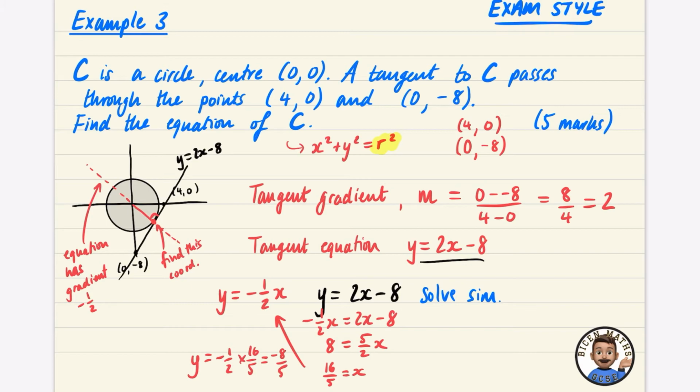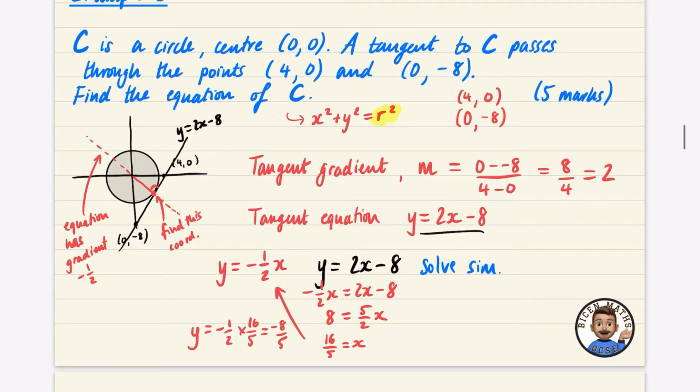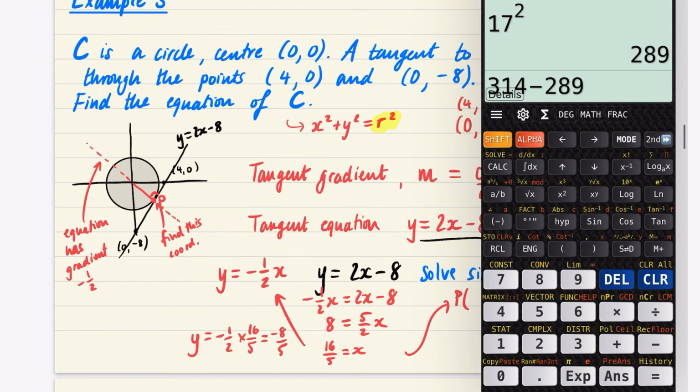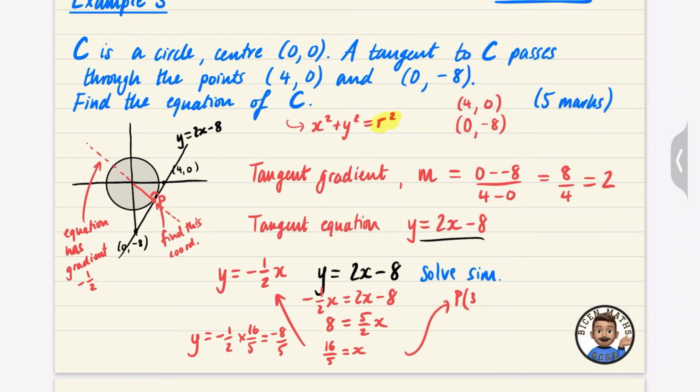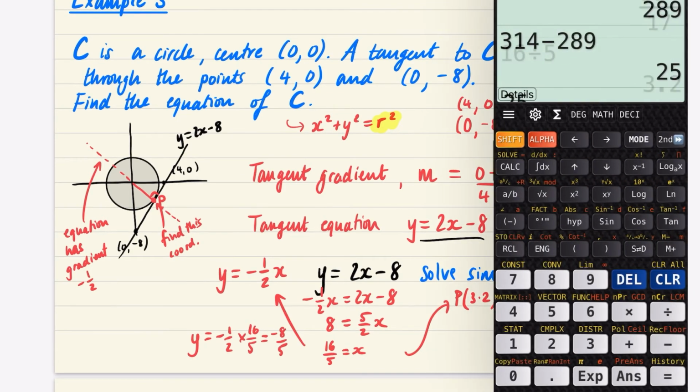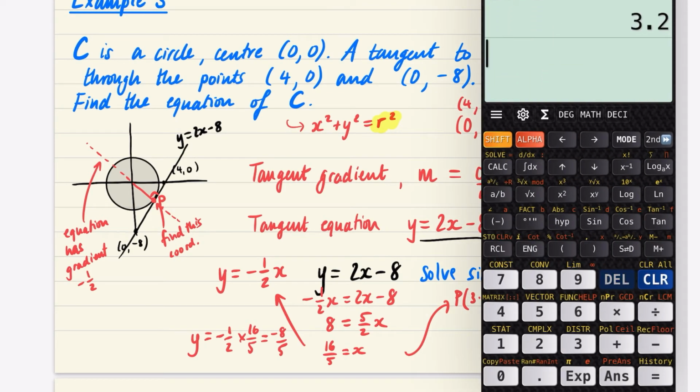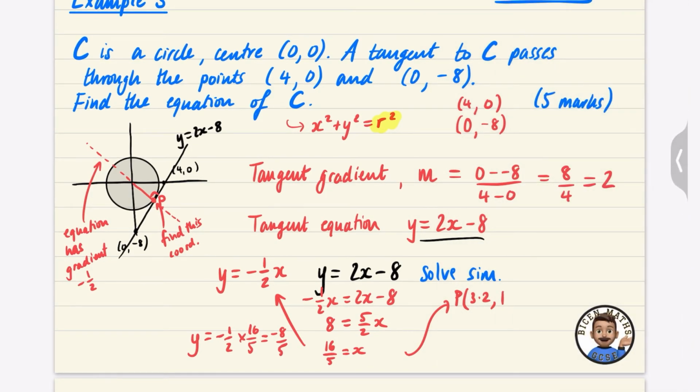This is where it might be easier to have it as decimals. I wonder if I can just squeeze this into the page up here. So we now have the coordinate, this point that I'm going to just call P. This point P is 16 over 5, which as a decimal is 3.2, and minus 8 over 5 is just going to be, as a decimal, minus 1.6.